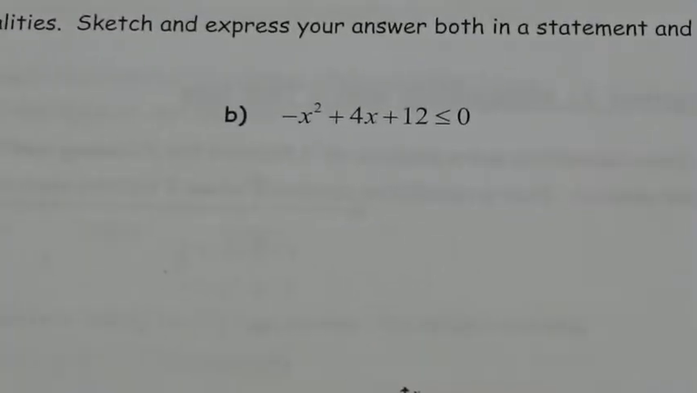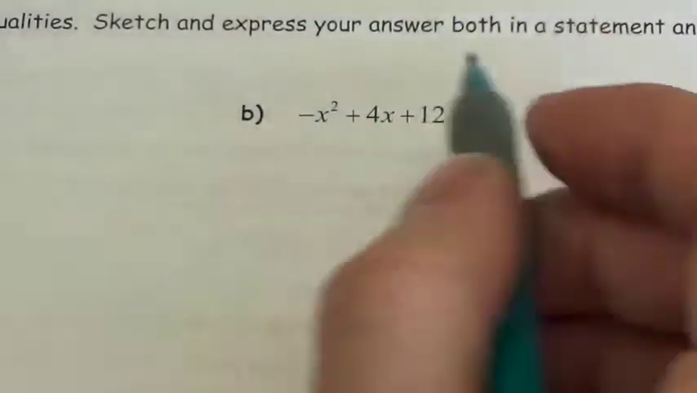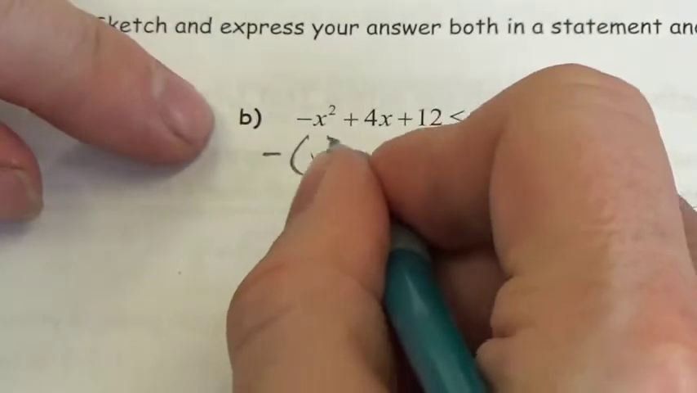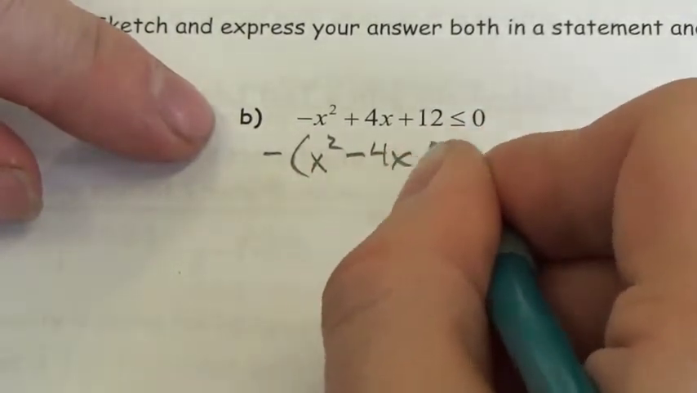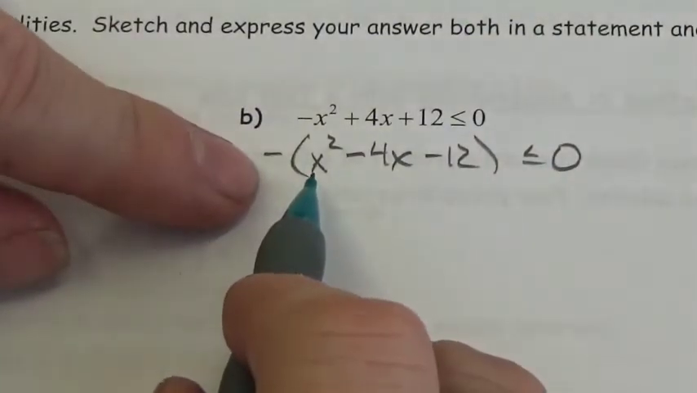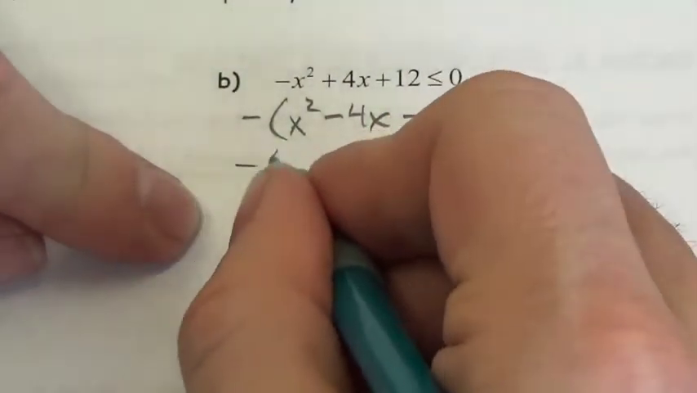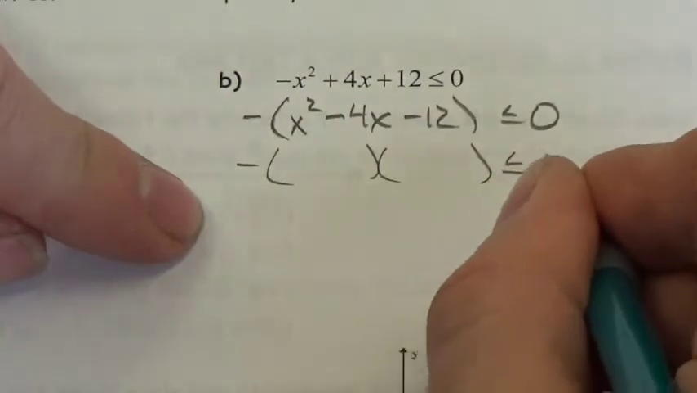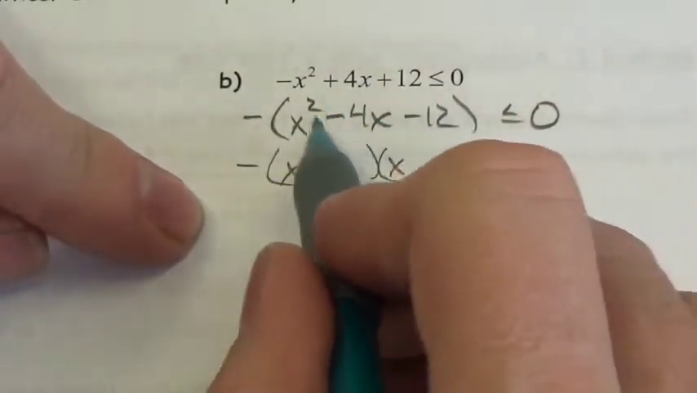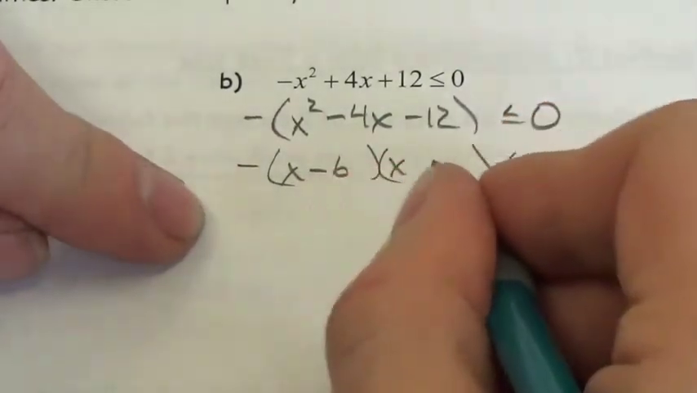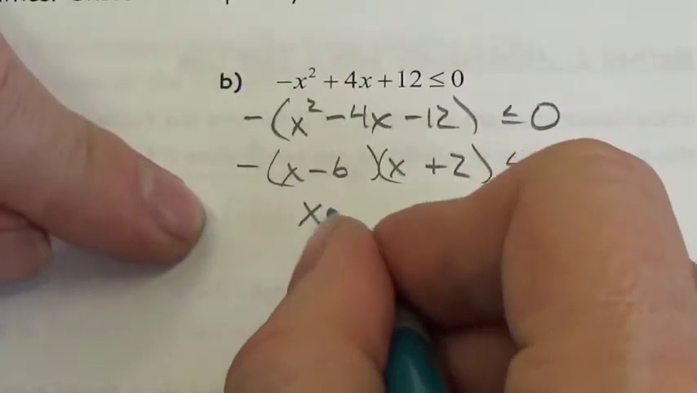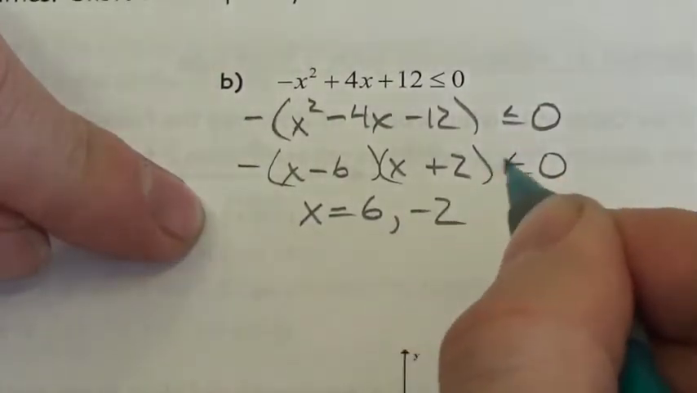Try this one over here. All right, once again, there's a negative in front. Now, I'm going to take out the negative again because it's easier to factor these things if the leading coefficient is positive. I'm going to factor because, again, I'm looking for the x-intercepts. Factors of negative 12 that add to negative 4, that'll be negative 6, positive 2. And so x is either going to equal positive 6 or negative 2.